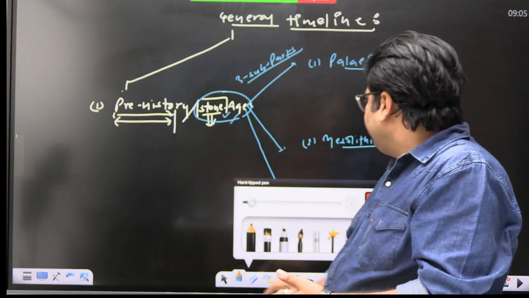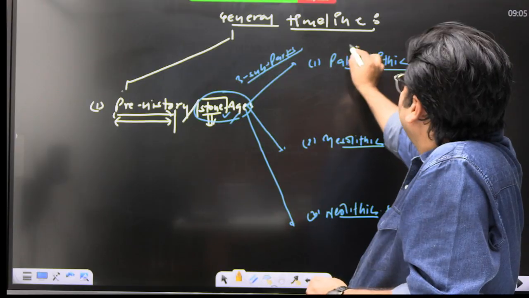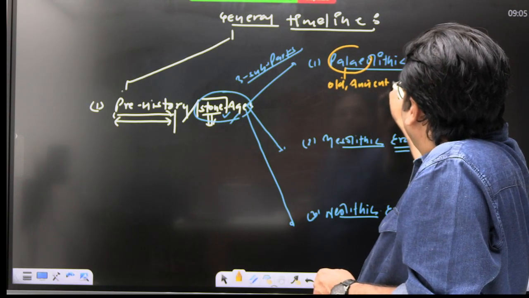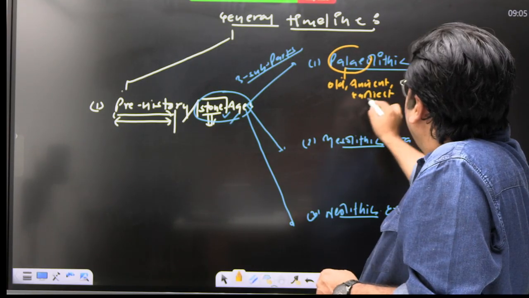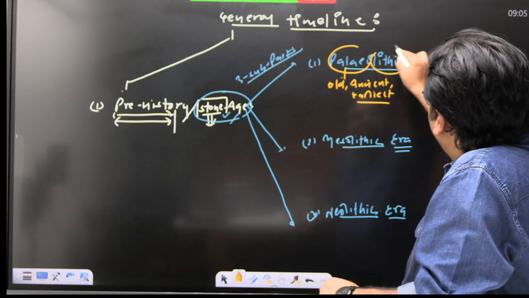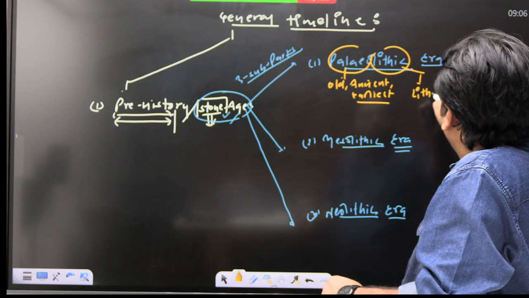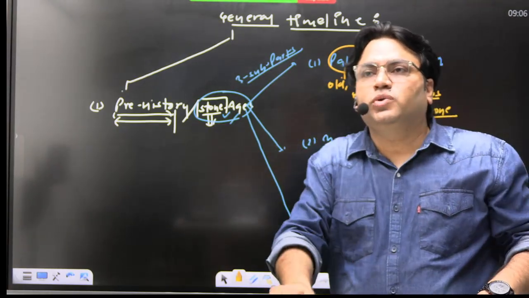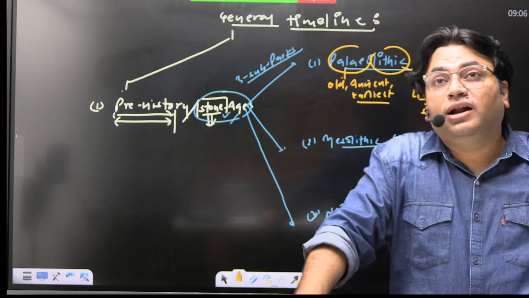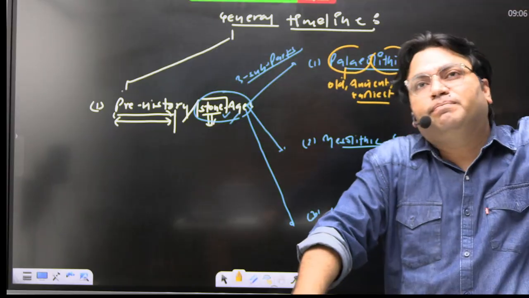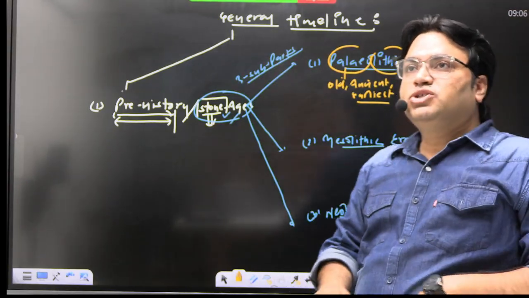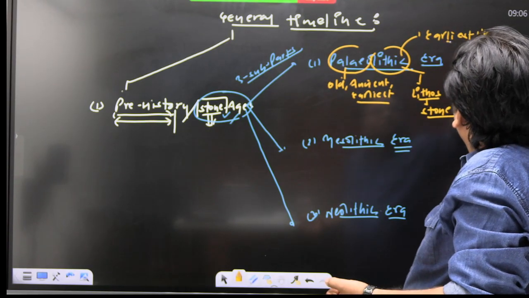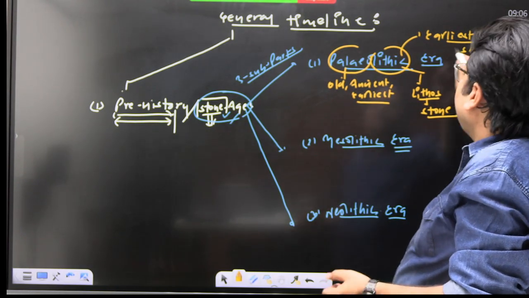Now, what is the meaning of paleo? Paleo means old, ancient, or earliest. And lithic, this word has been formed from the word lithos. And lithos means stone. So what is Paleolithic? The earliest phase of stone age, the oldest development. So this Paleolithic is the earliest phase of stone age.